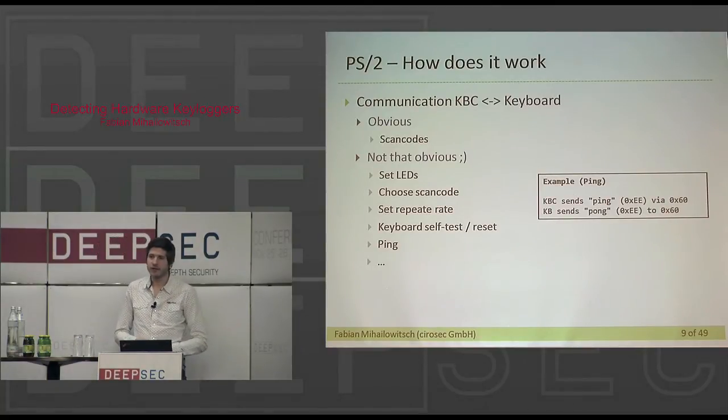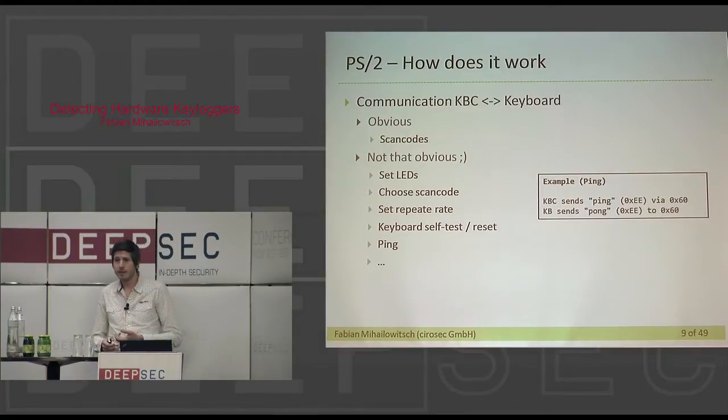Not that obvious, actually, is that there are plenty of other communication channels. For example, the computer via the KBC can set the repeat rate of the keyboard. It can tell the keyboard to do a reset or perform a self-test. It can basically ping the keyboard, which you can see here. You send EE to the keyboard, and it responds with EE. It's basically like a ping, and yeah, plenty of other functions.